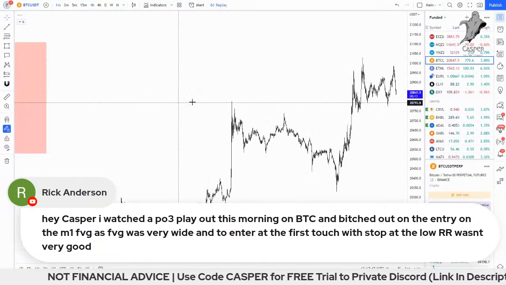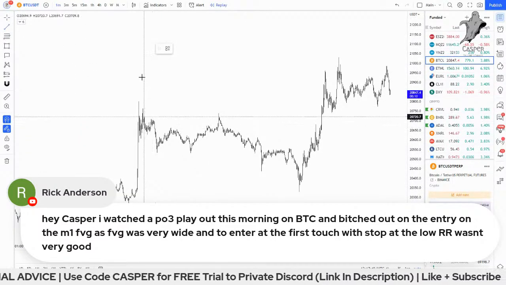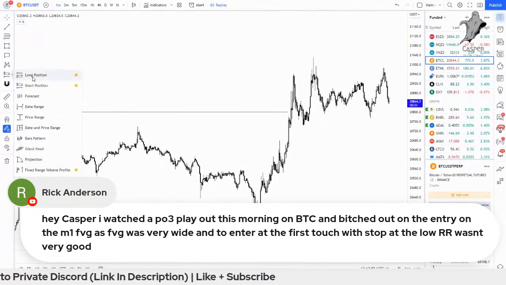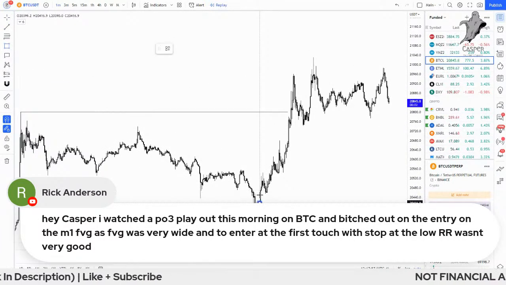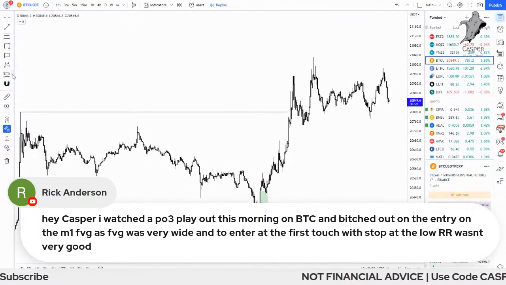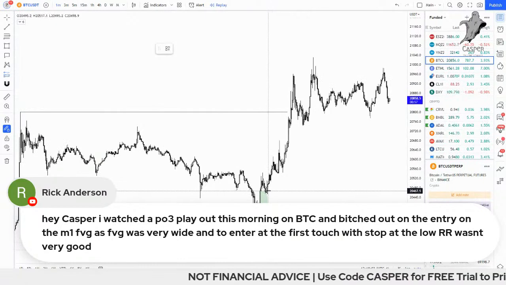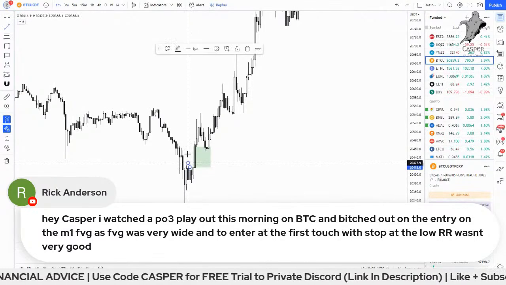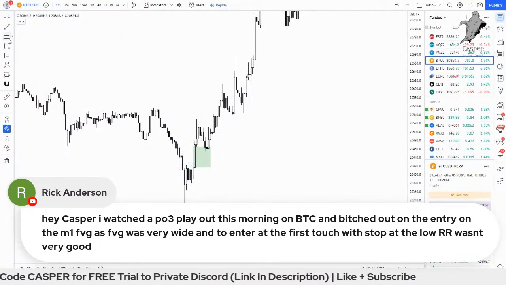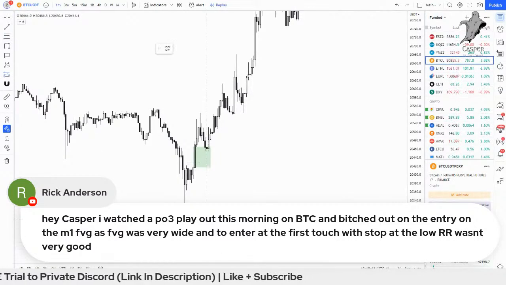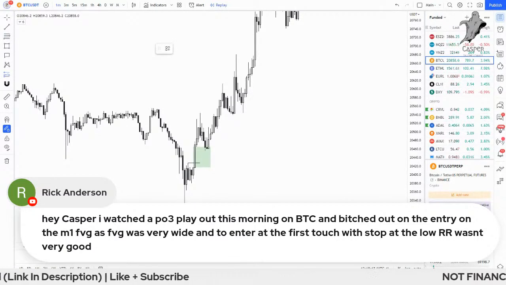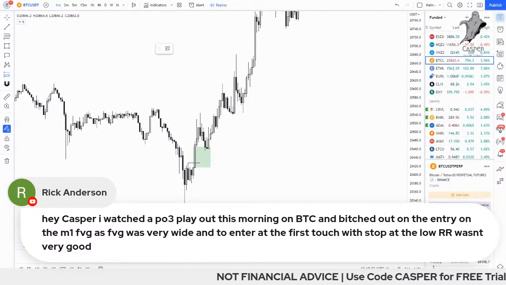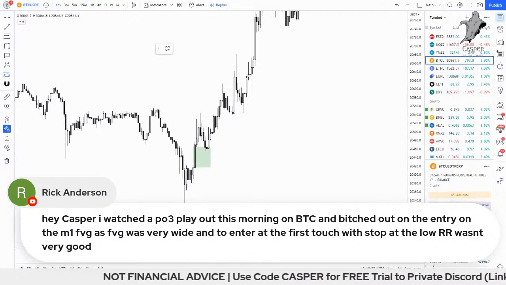But if we look, well, I guess it's not going to draw it on the minutes. That would have been right here. You might have had good enough RR, to be honest. So it would have been something like that. But actually, no, it did take a nice little swing high right there. Oh, you put a picture in crypto chat. Let me see. Yeah, this is that same thing.